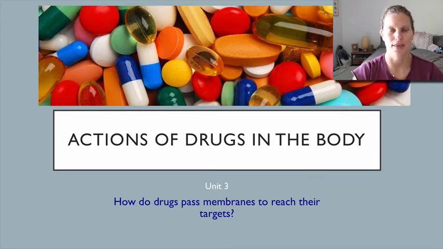So remember that anytime we're administering a drug, unless the action is right where you put it, which is a local action, if the action is anywhere other than where you put it, it has to get to that place. So that's what we're talking about here.